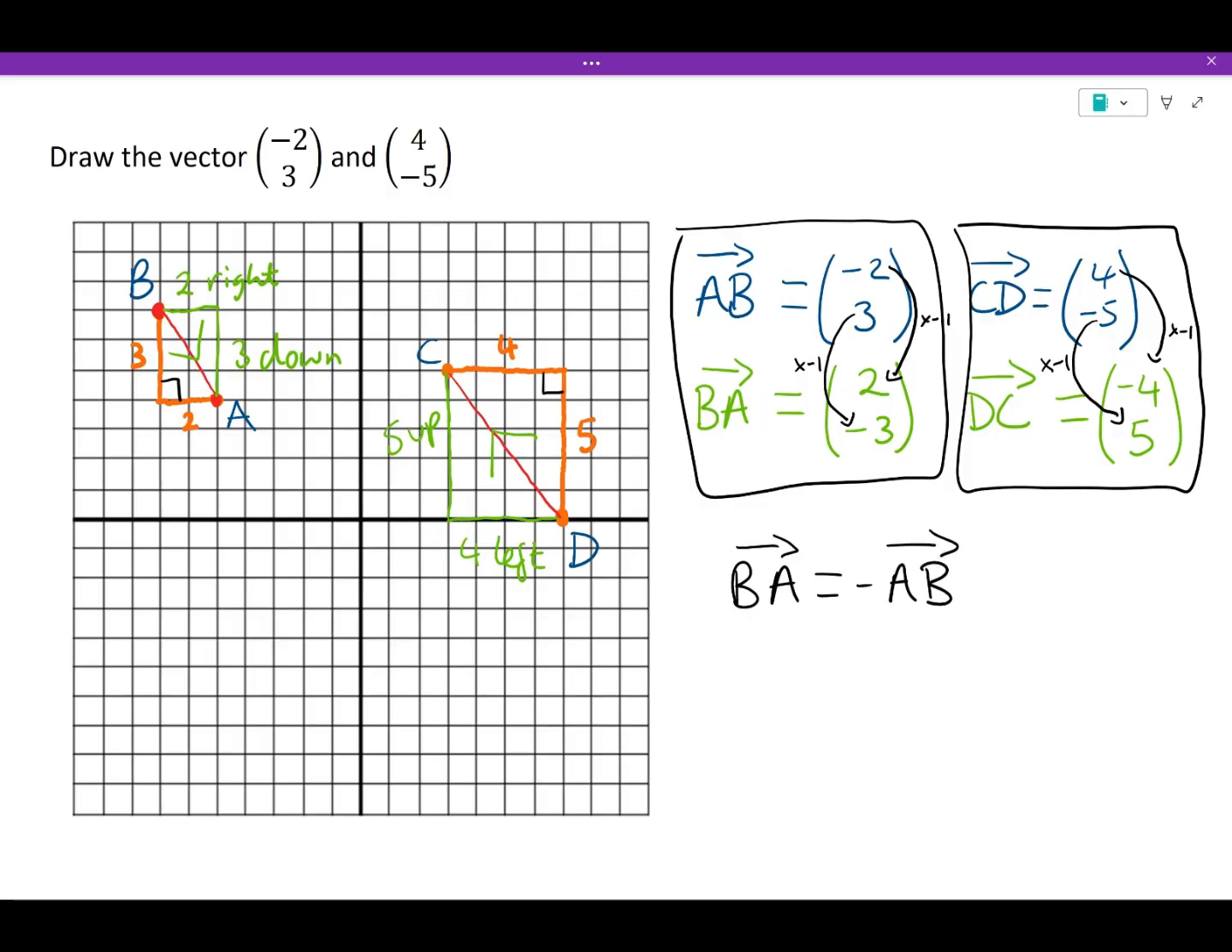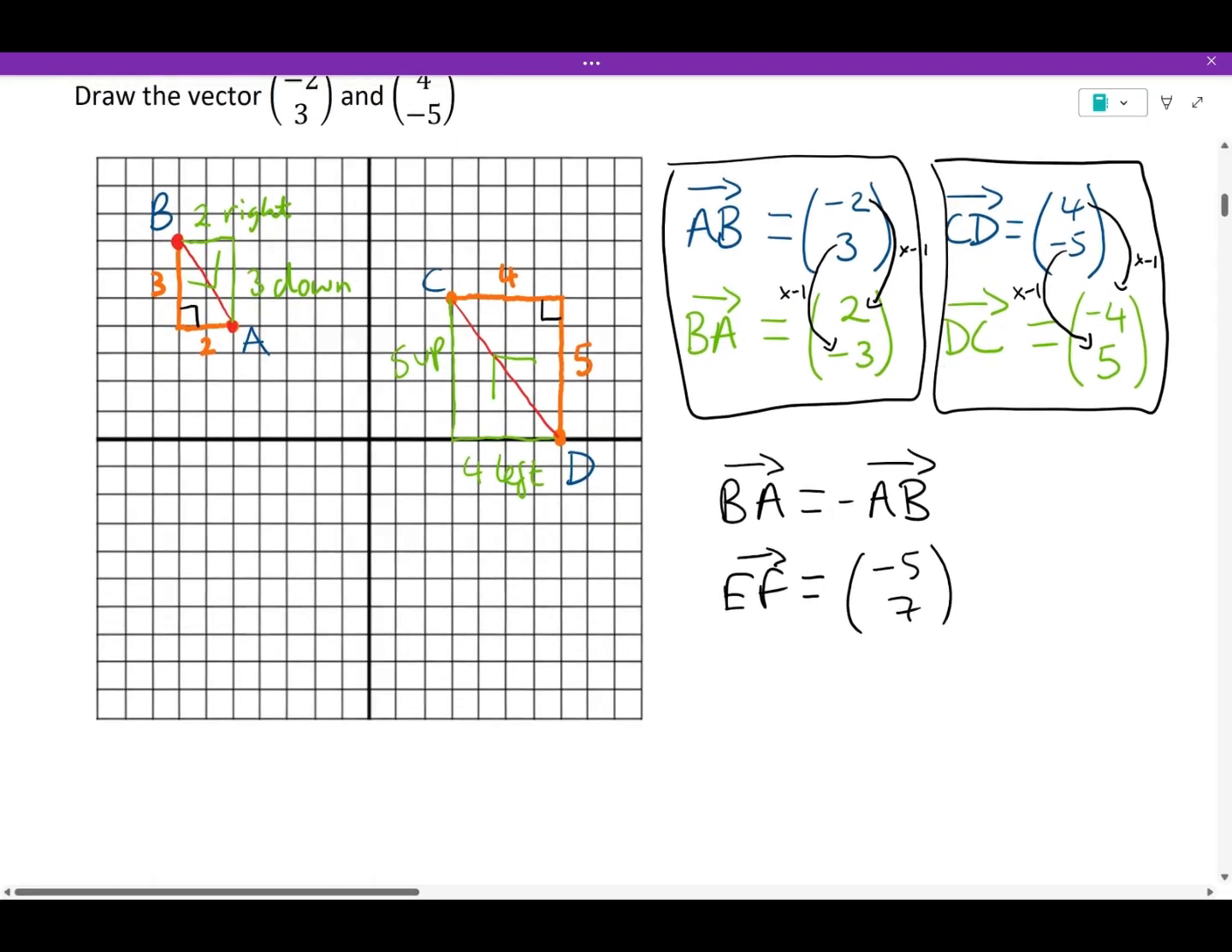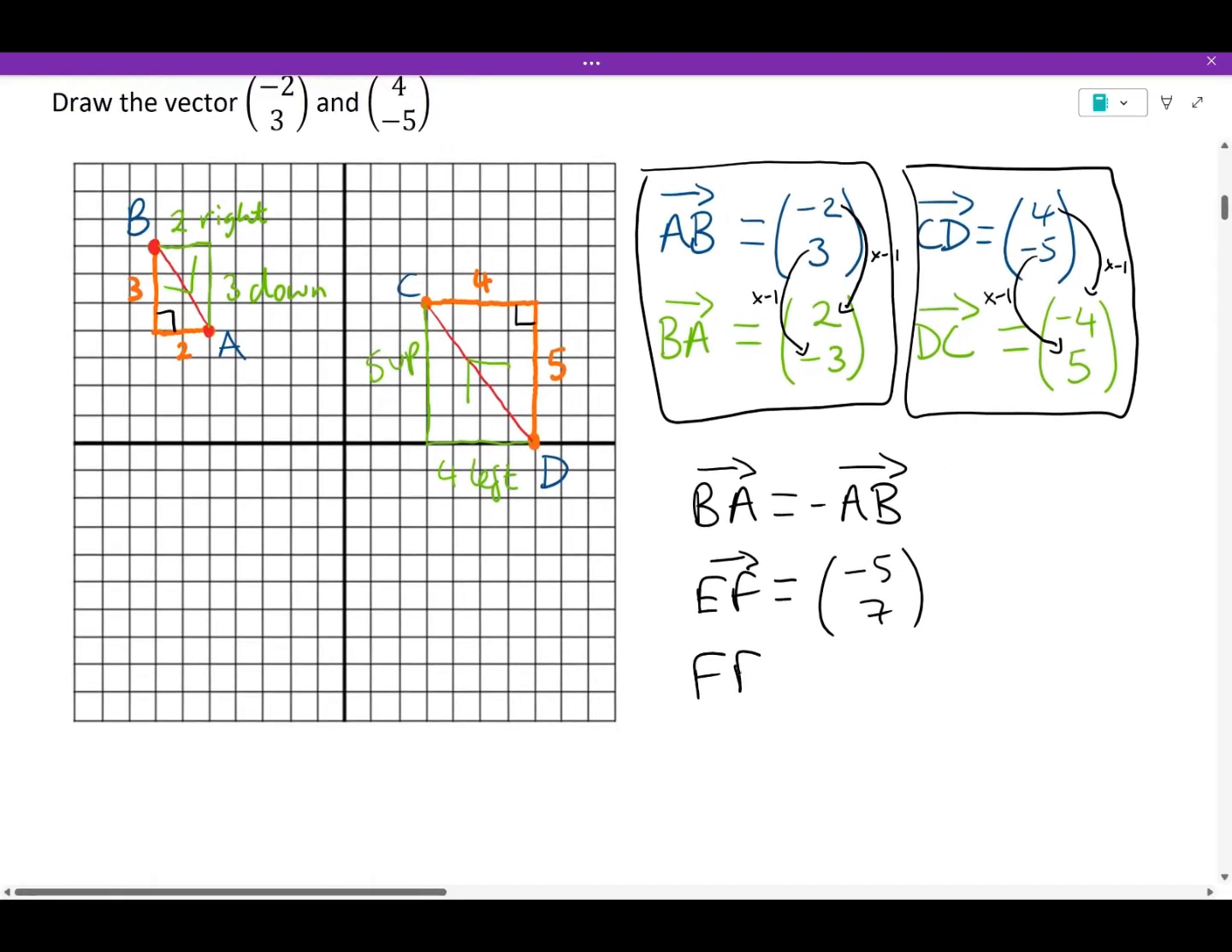So you shouldn't have to draw out a diagram to figure that out. For example, if I gave you E to F was equal to, let's say, negative 5 and then 7, and I asked you to find F to E, going in the opposite direction, the return vector, I'd multiply the negative 5 by negative 1 to get positive 5, and then multiply the positive 7 by negative 1 to get negative 7, and that would be my final answer.